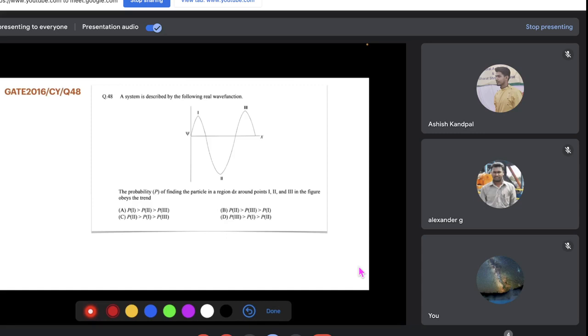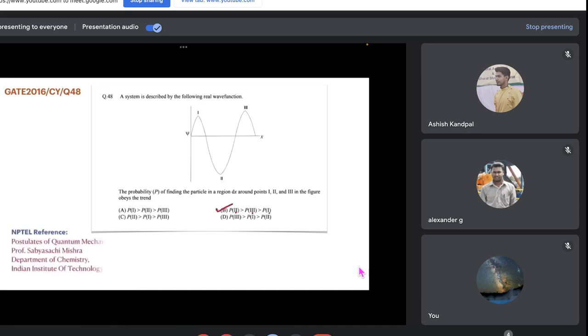Now, the probability of finding the particle in regions 1, 2, and 3, following the given trend in the figure, is: 2, then 3, and then 1. So the correct option is B.